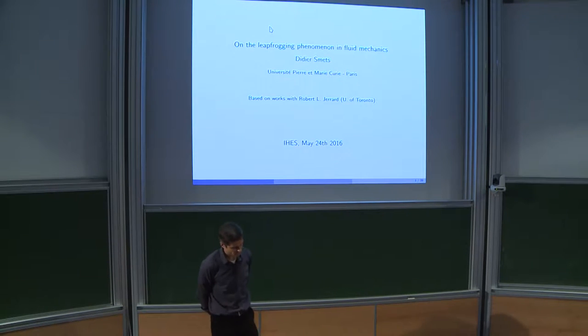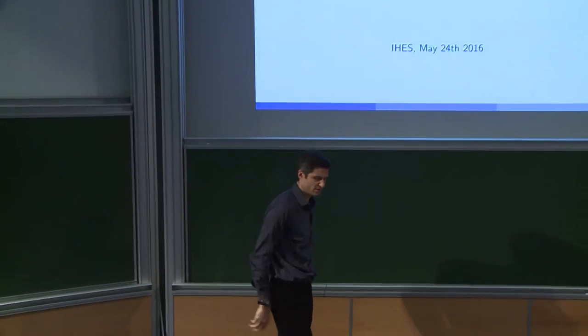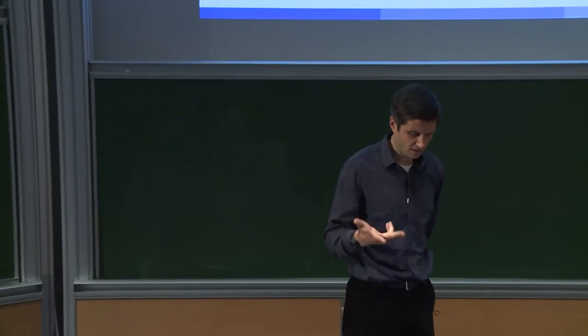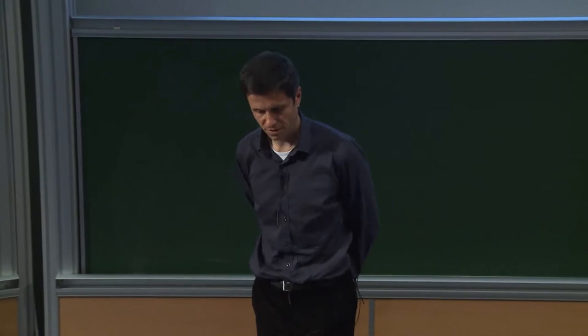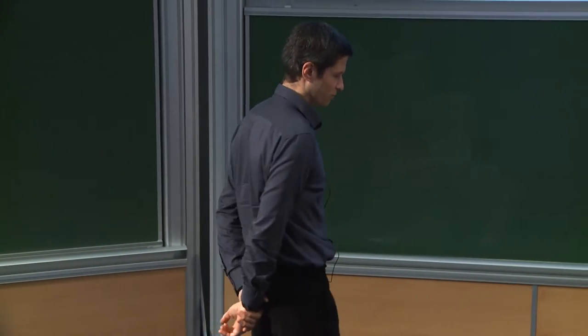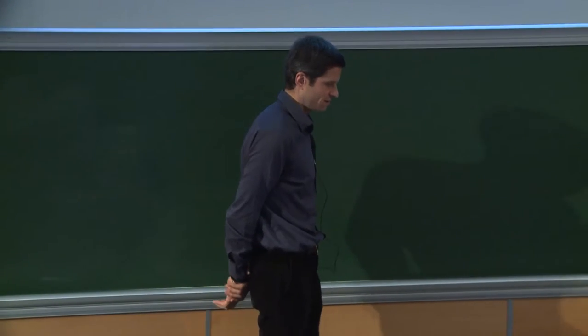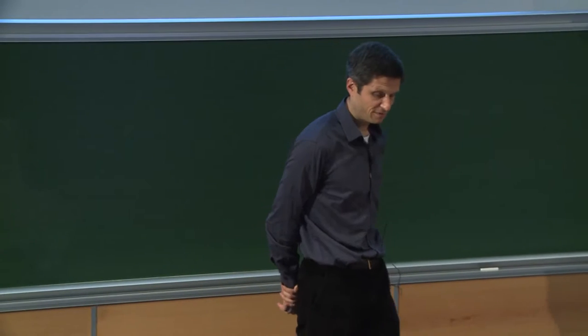So the theorem that I will mention in the second part of the talk is a theorem with Bob Gérard regarding the leapfrogging phenomenon for the Gross-Pitaevskii equation. I've been working with Philippe Gravejat and Evelyn Millot trying to extend this analysis, or to adapt this analysis, to the Euler equation, and we have failed so far.